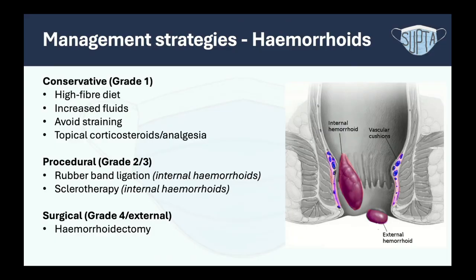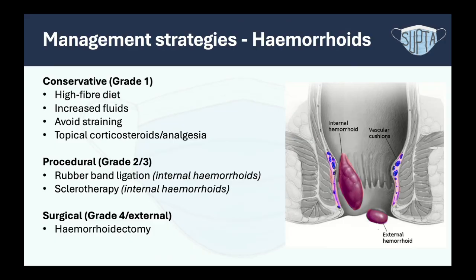But this conservative management also applies to external hemorrhoids as well, so not just internal hemorrhoids. And when these are not sufficient, then we can move on to procedural interventions that are typically used for grade 2 and 3 internal hemorrhoids. And this includes rubber band ligation, where you place a small rubber band around the base of the hemorrhoid, and the band will cut off the blood supply, and the hemorrhoid will then necrose and fall off in a few days or up to a week.